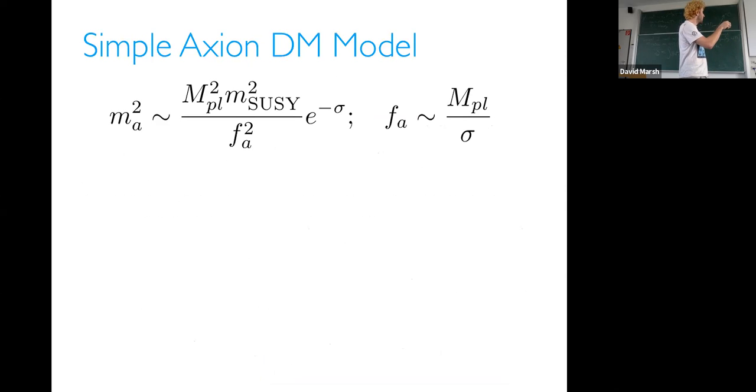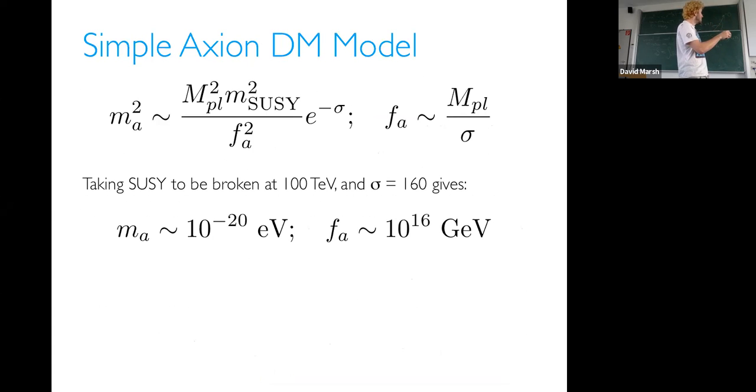Okay, here's a simple example. The axion mass squared could be written as m Planck squared m SUSY squared e to the minus sigma. Fa is m Planck over sigma. We take SUSY to be broken at 100 TeV. Pick the volume of our cycle larger than 1, say 100. This gives you the right GUT scale coupling in some example. The axion mass would be 10 to the minus 20 electron volts, and the decay constant would be 10 to the 16 GeV.